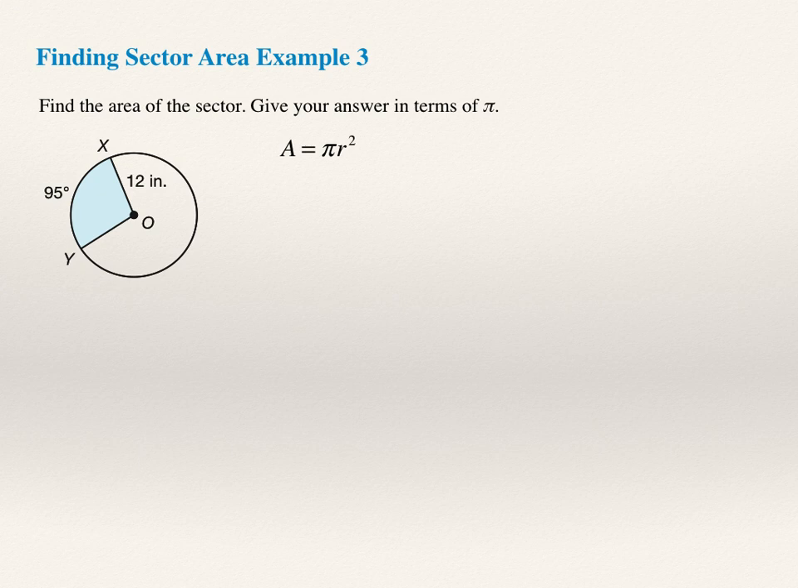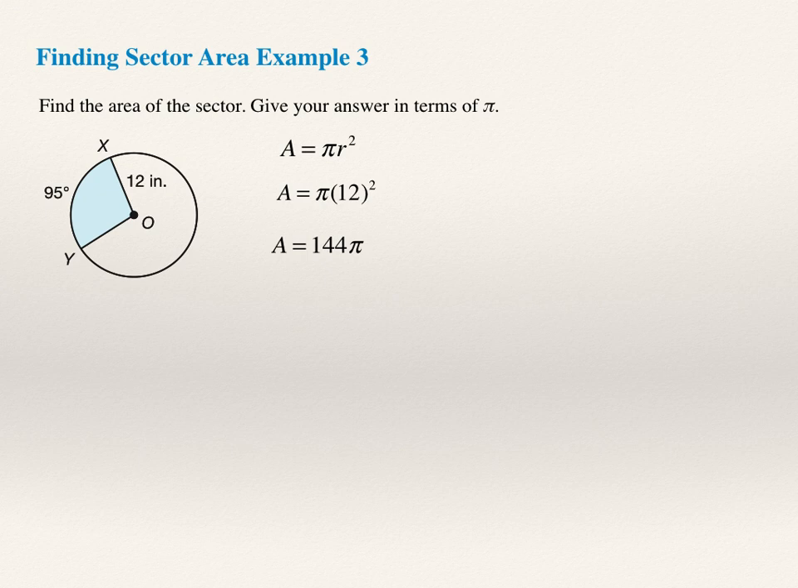So looking at this example, it asks us for the area of the sector, that is the blue shaded region. But pretending that I wanted to find out the area of the whole circle, we would multiply pi times the radius of 12 inches squared, and we would get 144 pi square inches. That would be the area of the whole circle. But I want the area of part of the circle.